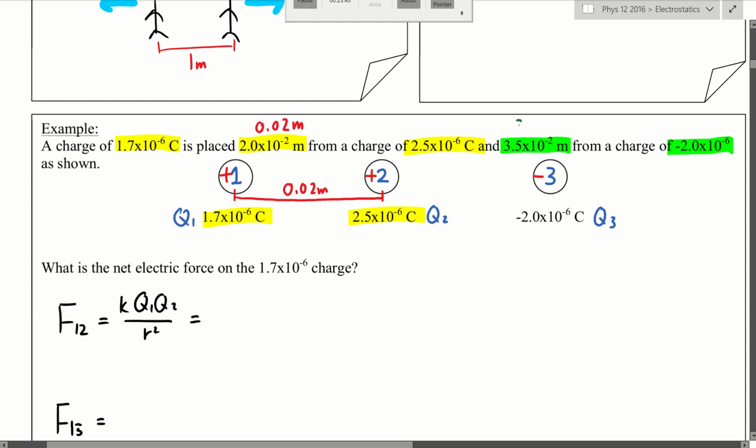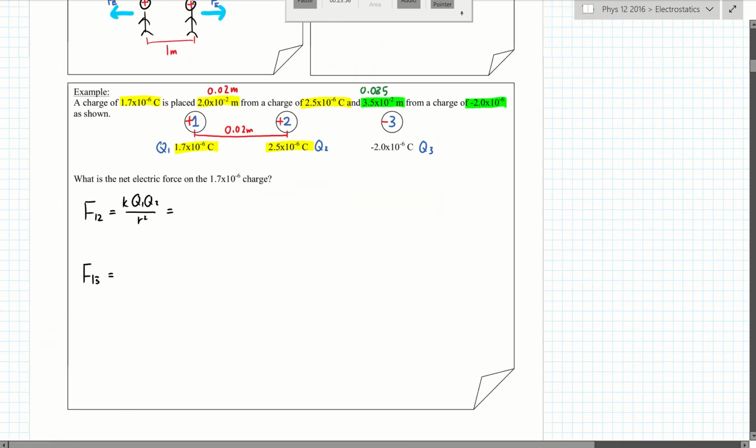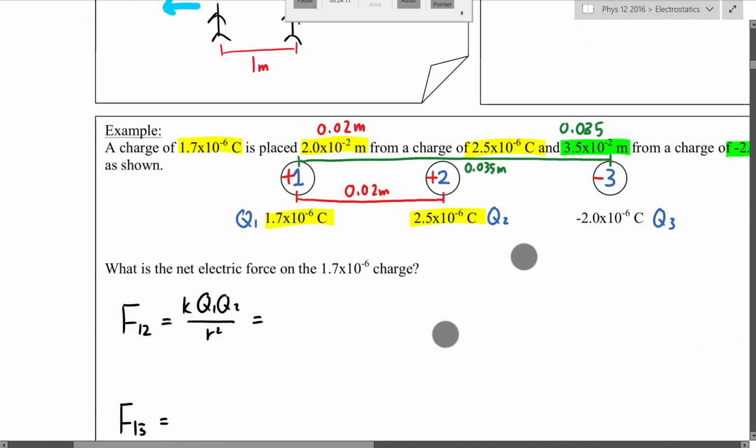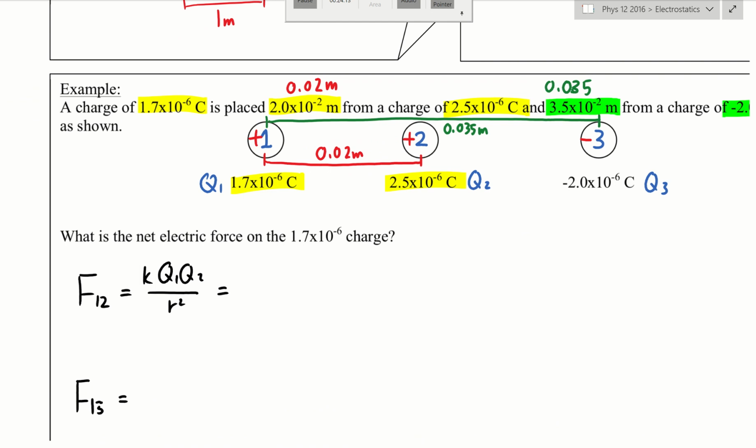Now, what is that distance? This is 3.5 times 10 to the -2. That's 0.035. Where is it? You have to read this thing really carefully. Oops. Accidentally touched the screen in the wrong corner, and that happens. Okay, there we go. So this is 0.035 meter all the way from charge 1 to charge 3. All right. Okay. So there we go.